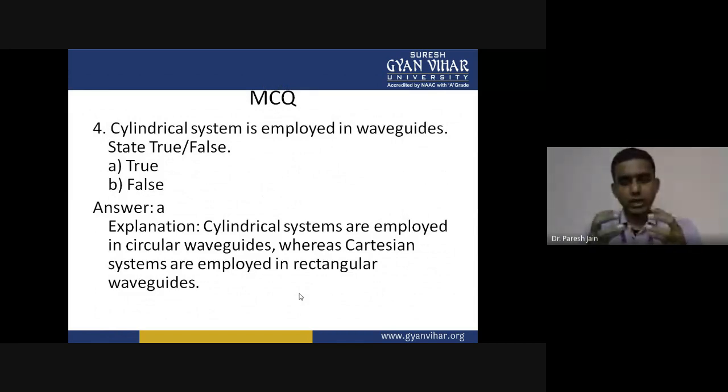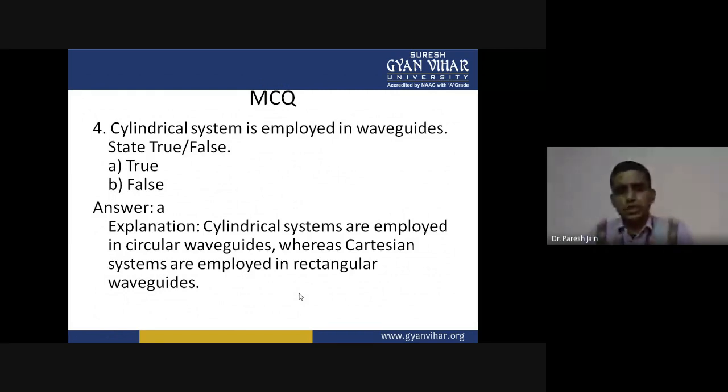Waveguides are a microwave type device. This guides the wave, or high frequency microwave waves are guided by the waveguides. This is a microwave, or high frequency, type of device which is used as a transmission medium for microwave signals, whereas the Cartesian systems are employed in the rectangular waveguide.